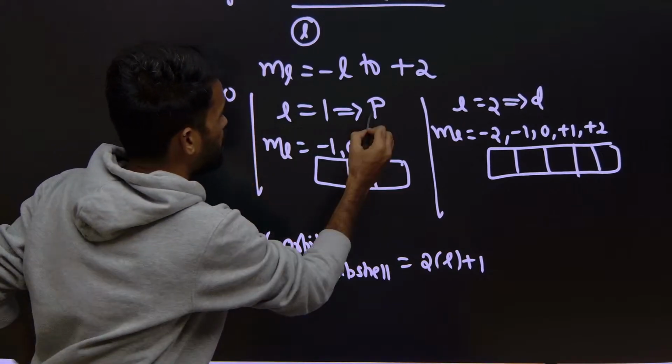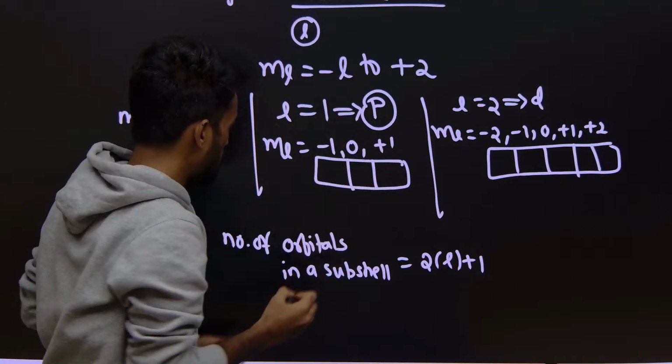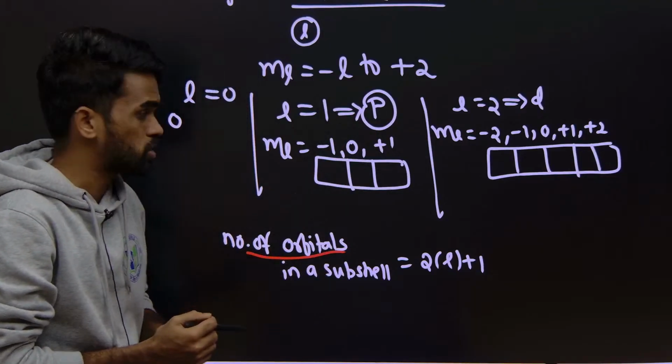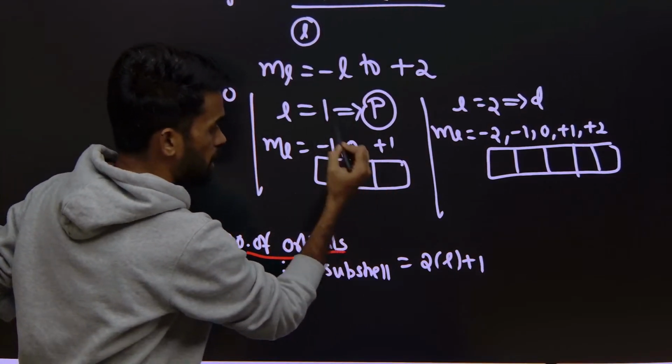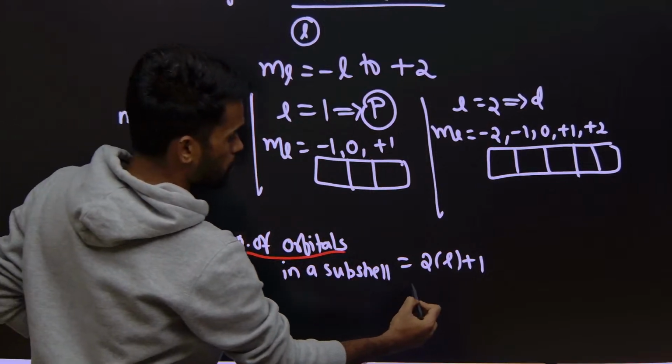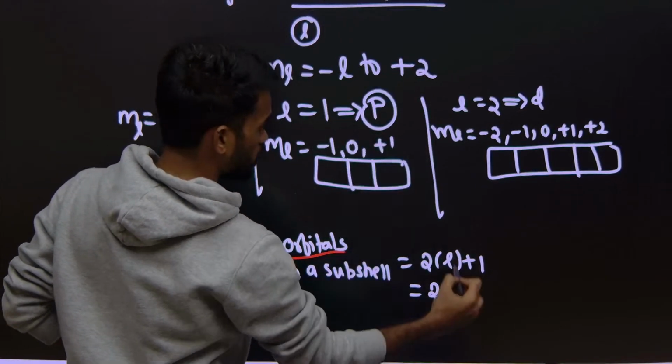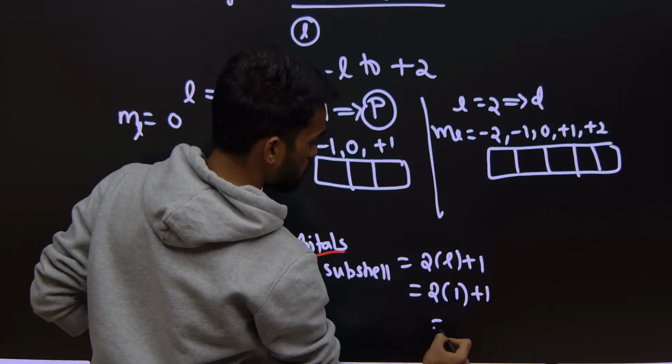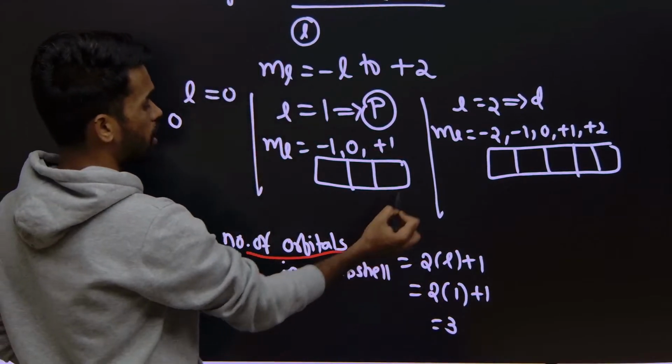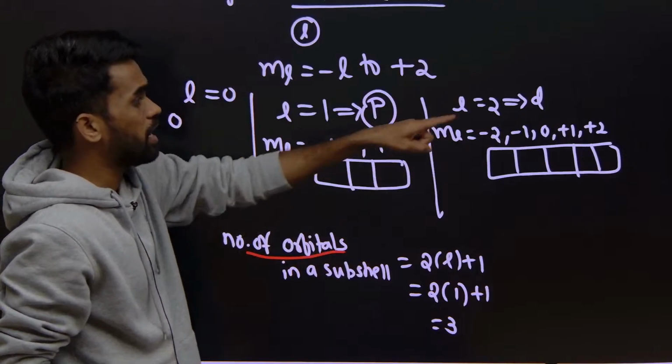For example, we have the P subshell. In this P subshell, how many orbitals are there? This is the question. How many are there? 1, 2, 3 are there, no? So you will get it directly from this formula also. 2 into L value, which is 1, put here plus 1. So how much? 3.